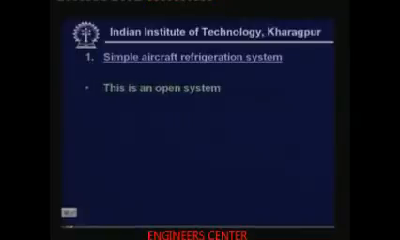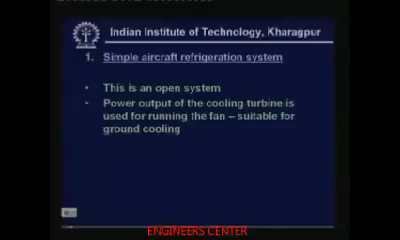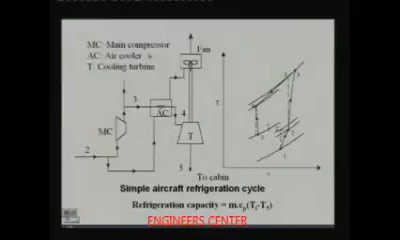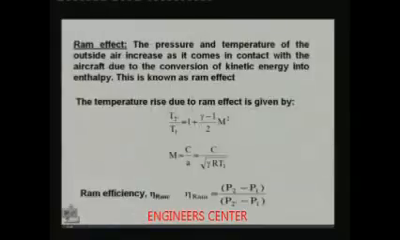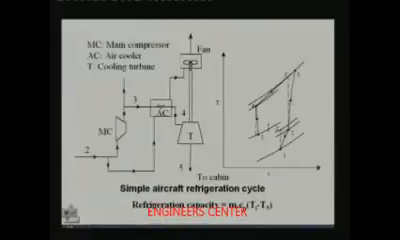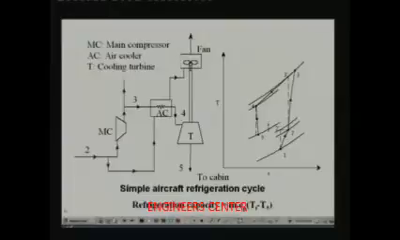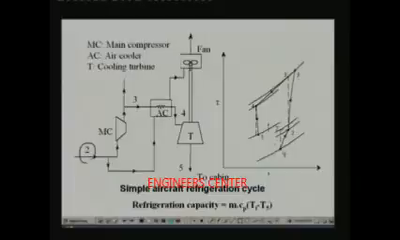This is an open system. Let me first explain the cycle. Let me begin at point 2, and let us look at the TS diagram first. This point 1 is the ambient air.